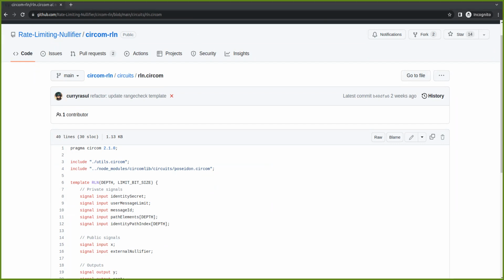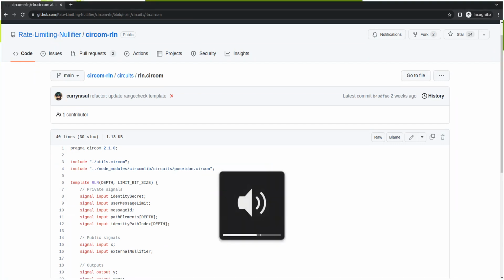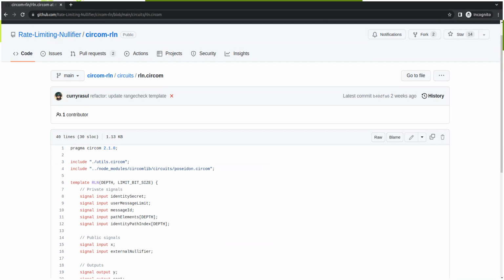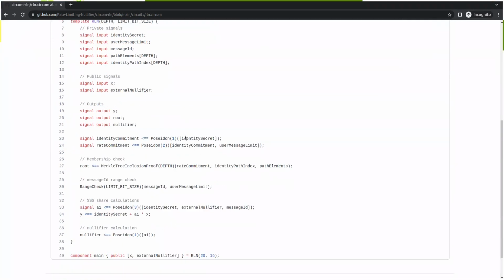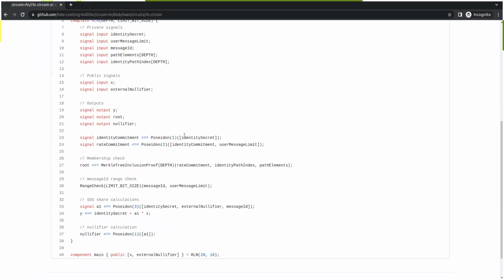I have a few questions. Am I audible? Yeah, go ahead. The first one is, as we know, this circuit is designed to mitigate spam, but can't someone just populate or send the same message again and again? How do you counter that?